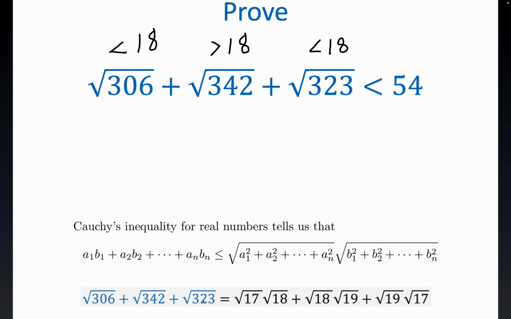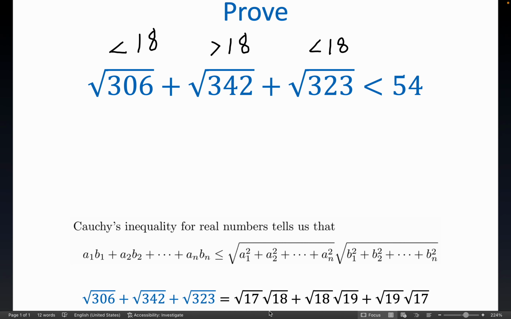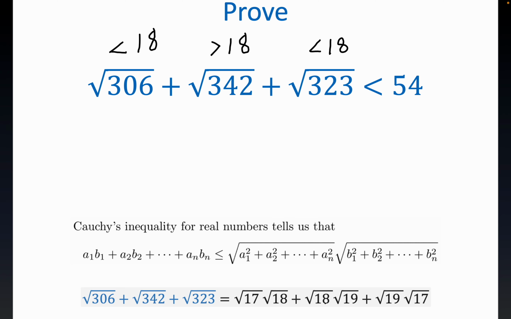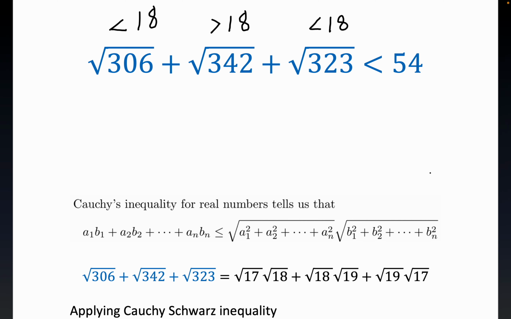And it's ready-made once you see that 306 factors into 17 times 18, 342 factors into 18 times 19, and then 323 factors into 19 times 17. Now, what you do right here, folks, is you just make the simple assumptions here.